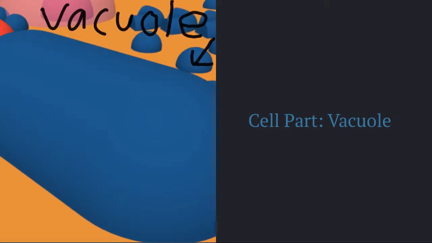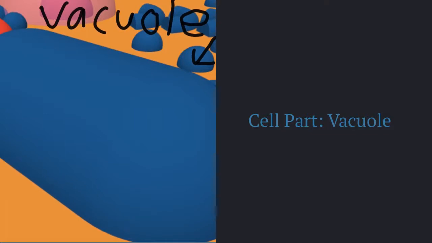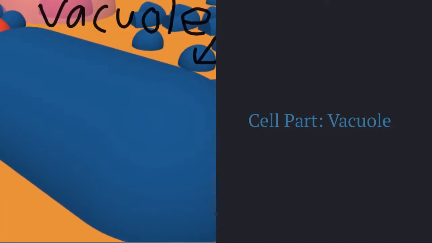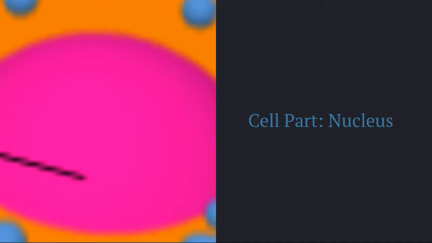The vacuole is the part of the cell that's used for storage within the cell. Within animal cells, they help with exocytosis and endocytosis. The nucleus is a membrane-enclosed organelle found in most eukaryotic cells, which stores the genetic material, also known as DNA. The nucleus is the most important part of the cell because it controls all the functions inside the cell.